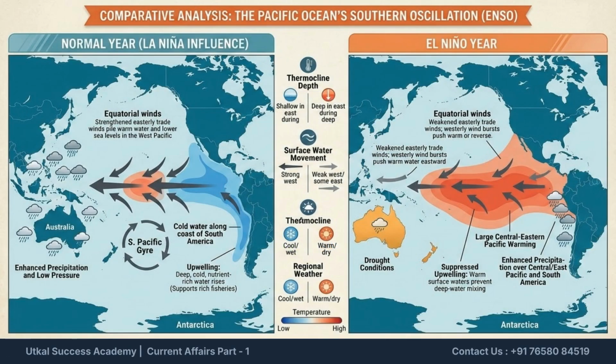This slide provides a comparative analysis of the Pacific Ocean's southern oscillation, contrasting a normal year, or La Niña, with an El Niño year. Pay attention to the differences in equatorial winds, surface water movement, and regional weather effects.